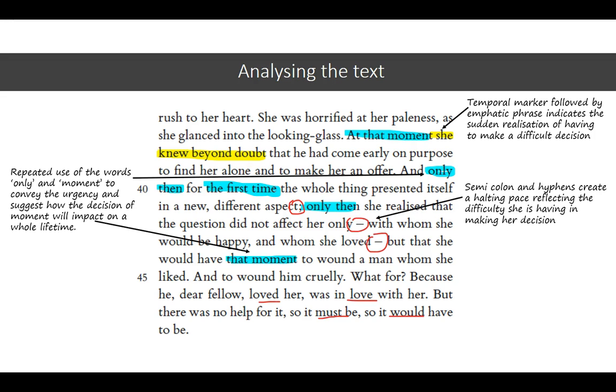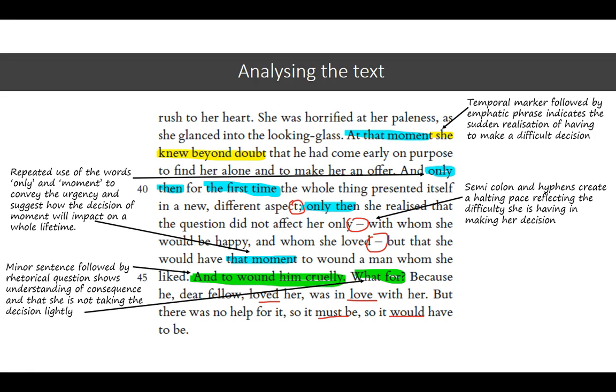Then when we look at the punctuation, the semicolon and the hyphens are being used deliberately to control the pace. They're creating this halting, disjointed pace which reflects the difficulty she's having. She knows she's got to make this choice, and she's flip-flopping between the two possibilities and trying to decide which is the right one to do. So that would be a relevant aspect of structure to comment on in relation to the question that's been asked.